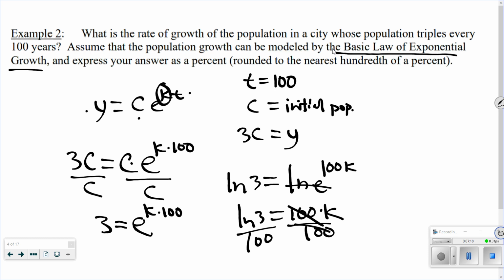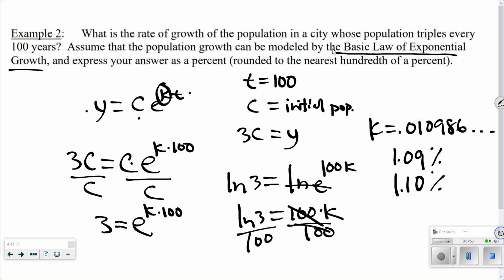So let's plug that in a calculator. Let me grab a calculator here. Ln of 3 divided by 100 comes out to be 0.010986, and it's irrational. It just keeps going there. Now, that's what K is equal to. Now it wants the rate expressed as a percent. This is not written in percent form, so move the decimal over twice. You get 1 point, and it wants us to go to the nearest hundredth. So 2 decimal places, 1.09. If you wanted to round it up, you could round it up to 1.10 if you wanted. Both of those will work. Okay, so if it's talking about rate, you're trying to find out what K is equal to.